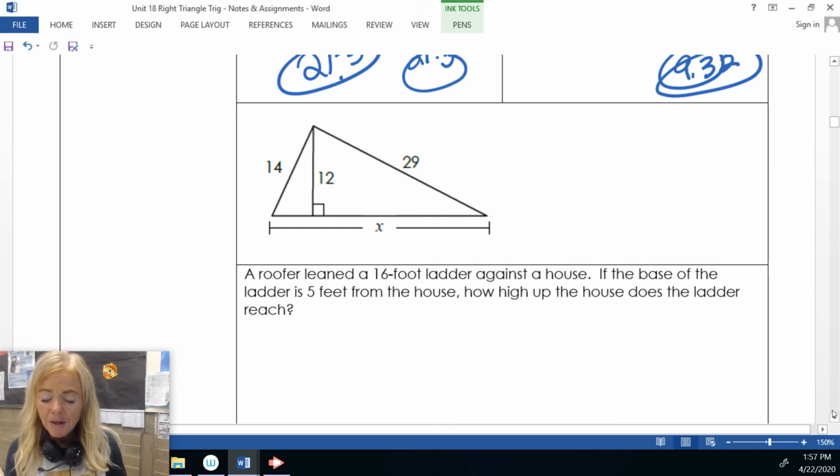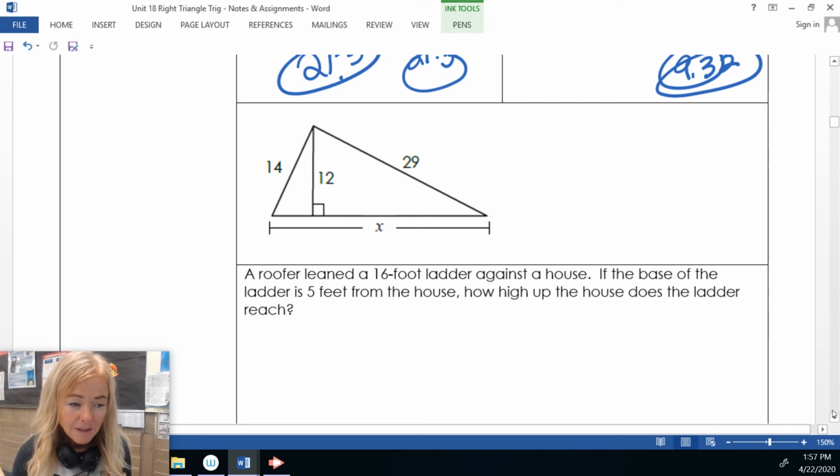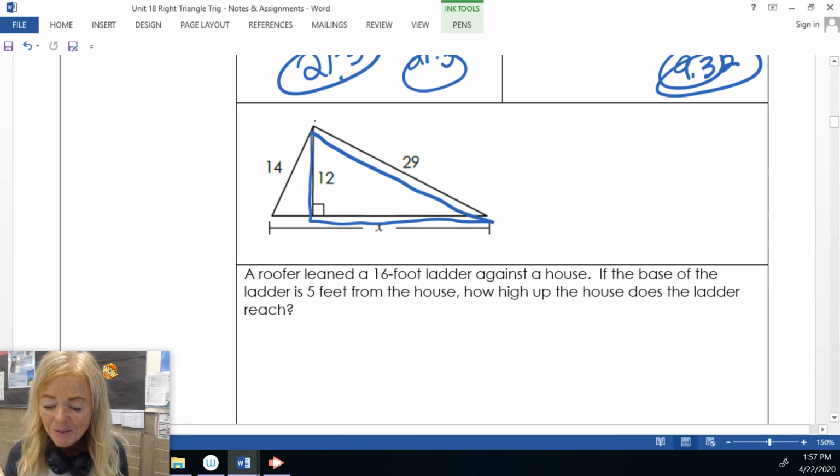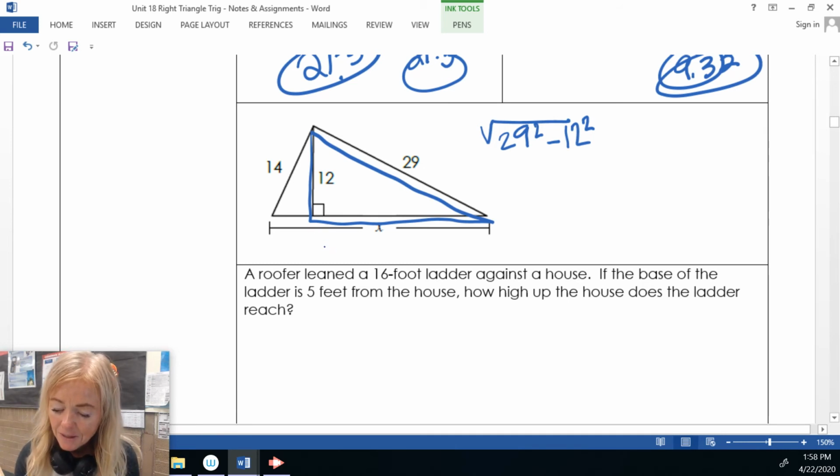All right, the next one, you have x is the length of that big triangle. Now, we don't know if it's a right triangle or not, but we do know that this is a right triangle. We know that's a right triangle, so we're going to find this x of this triangle. So that's going to be the square root of the hypotenuse squared minus the leg squared, right? And that's going to give us this section here.